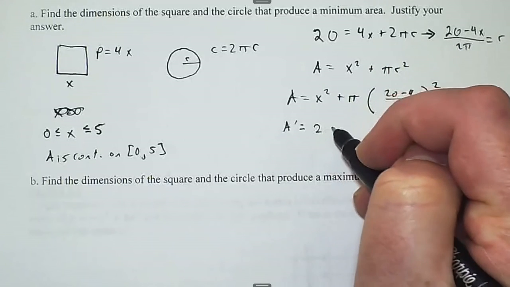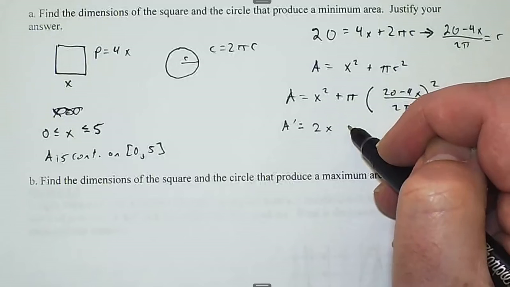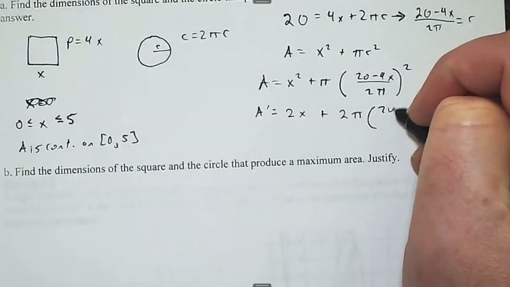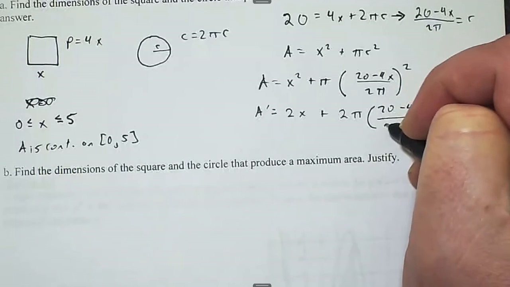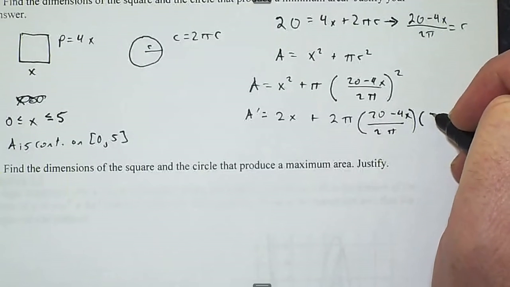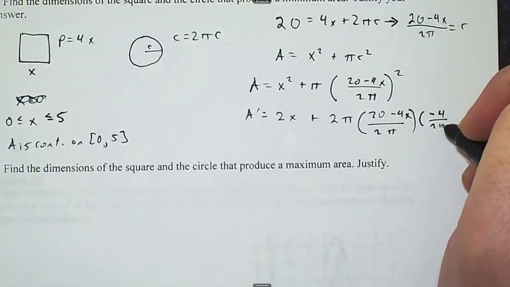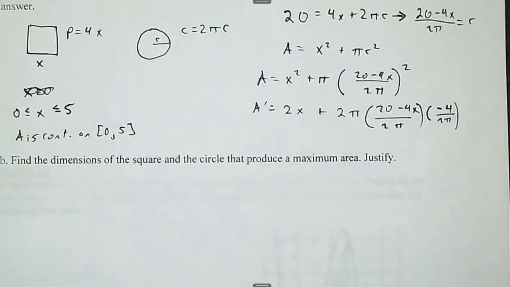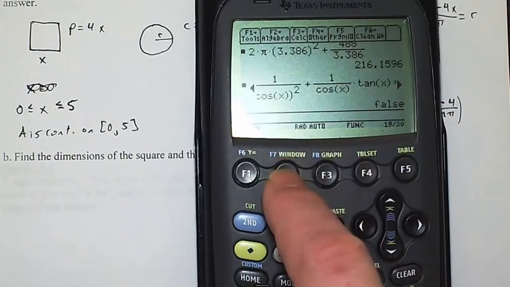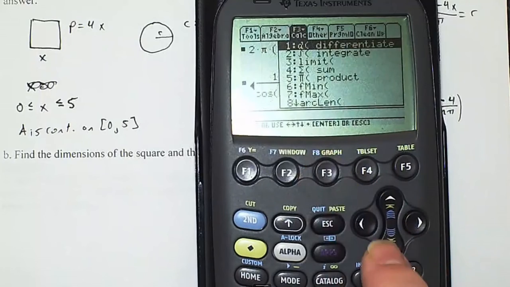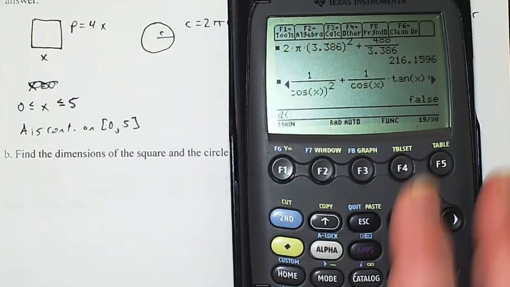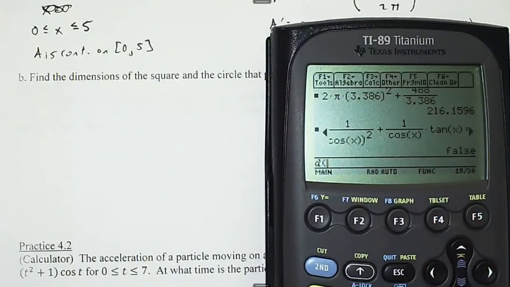So that would be 2x plus 2 pi times (20 minus 4x) over 2 pi, times the chain rule, which is negative 4 over 2 pi. You'll see that some of the 2 pi's would cancel out there. We could also, if we're using our calculator, use F3 differentiate, type in the equation and have it take the derivative for us. And we all need to know how to do that.